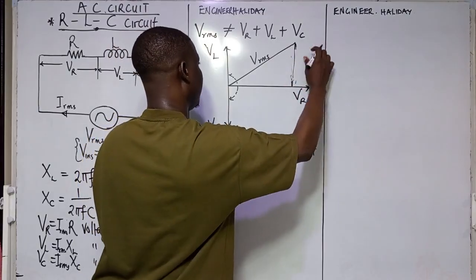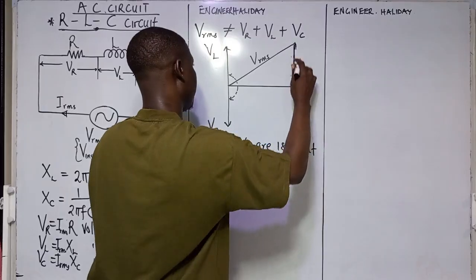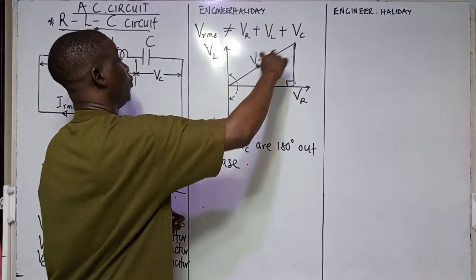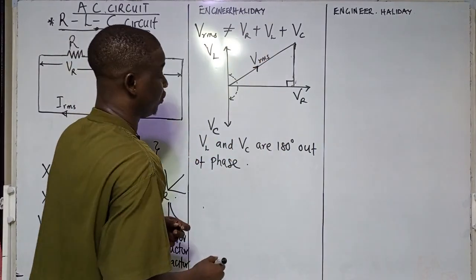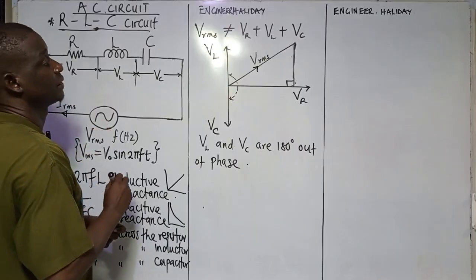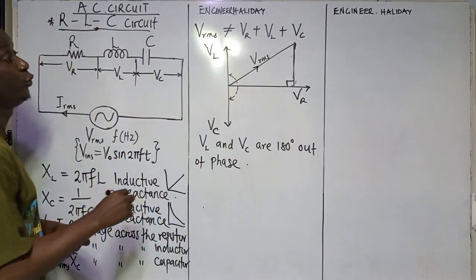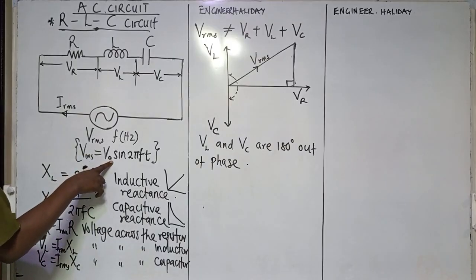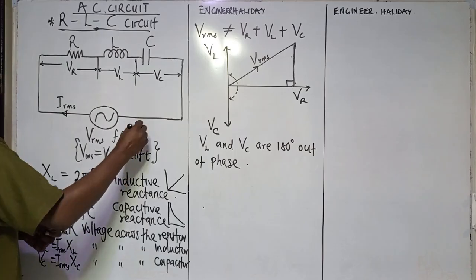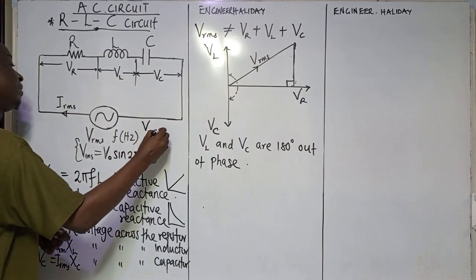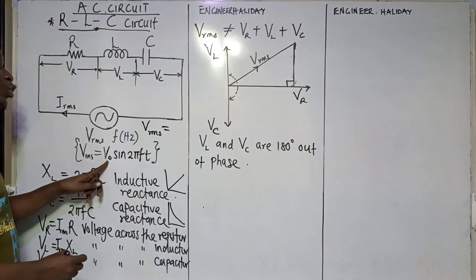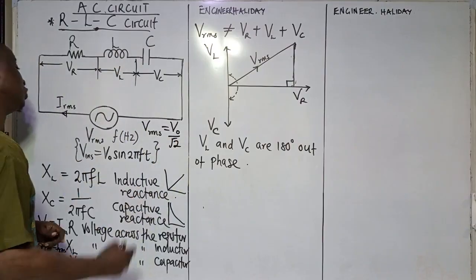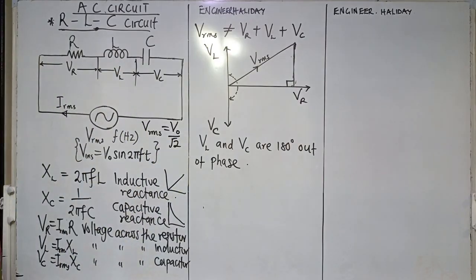So let me put it that way. Now, this is the voltage across the AC. Sometimes they don't give you the root mean square voltage. They can give you an instantaneous voltage like this. What you are going to do is, don't forget that VRMS can be calculated from the peak voltage. You use the peak voltage divided by root 2. You get your VRMS straight.